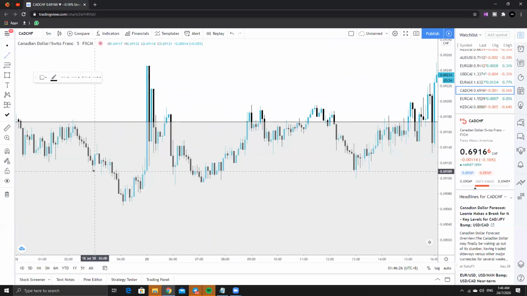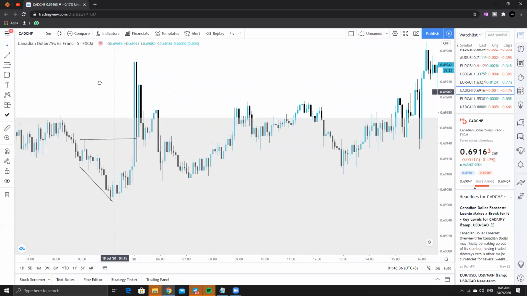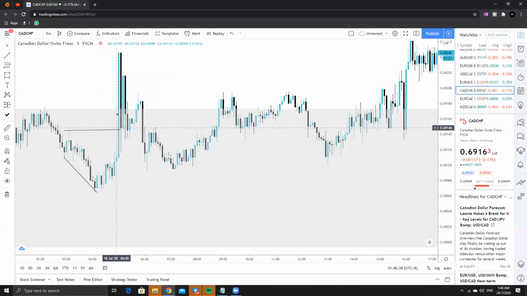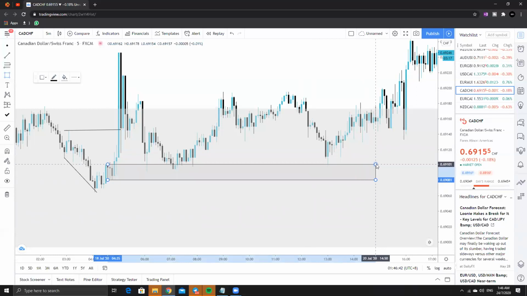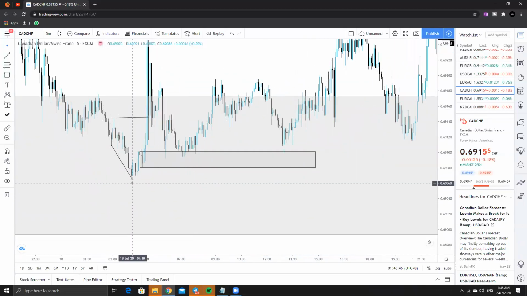Stop hunt of this low. The structure that created the stop hunt is here. Sign of strength. It's always important. Sign of strength, bro. Last bearish candlestick before the sign of strength. Boom. That's it. Last bearish candlestick before the sign of strength. You are done. Stop loss below here.